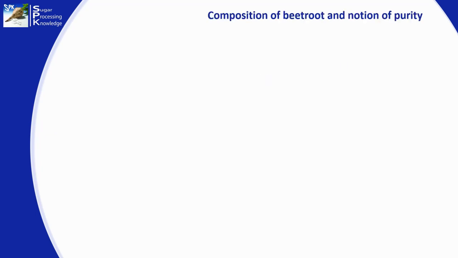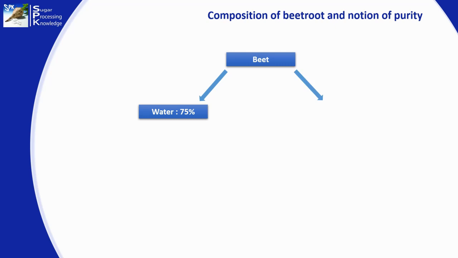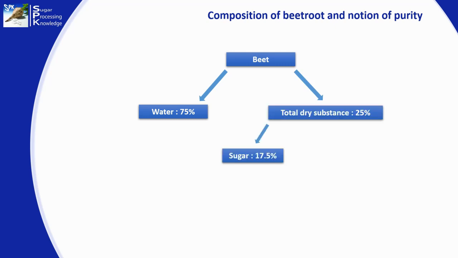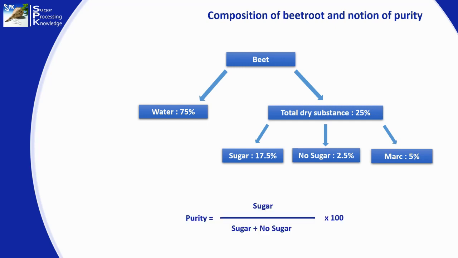Concerning the composition of beet, it consists mainly of water at 75% of its weight and dry matter at 25%. Total dry matter is composed of sugar with an average of 17.5%, non-sugar with an average of 2.5%, and finally marc, which is the insoluble dry substance up to 5%. Purity is the ratio of sugar content to soluble dry substance content consisting of sugar and non-sugar. The higher the purity, the better the sugar yield.